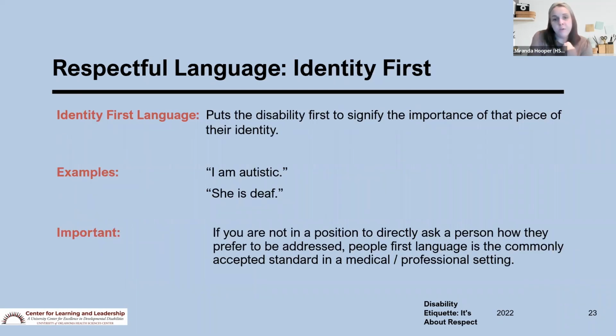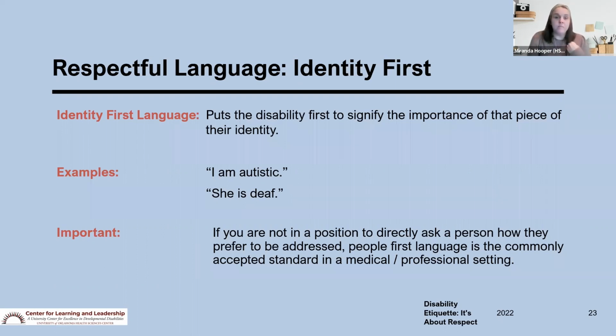So a new trending language is identity first language. And this is putting the disability in front, as the first part of their identity. That's to signify that there's nothing wrong with that piece of them, that their disability is a part of them and the person is proud of it. Like, the deaf community has used identity first language always, I believe, and autism, like I said, my son has an autism diagnosis.